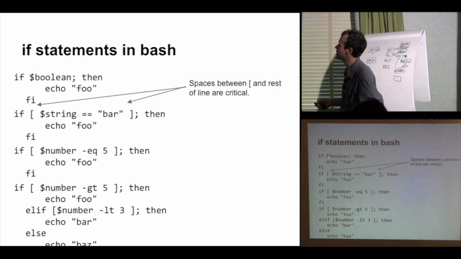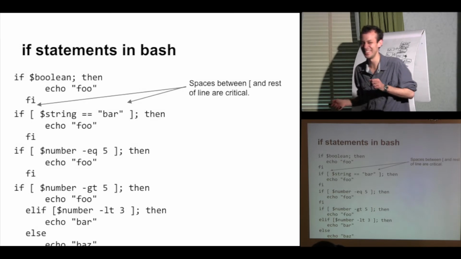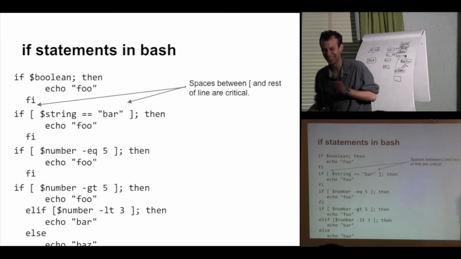But so if you have a Boolean, you say if the Boolean variable, semicolon, the semicolon is needed, and then you have the contents of your if statement. Then you end your if statement with the word if backwards, fi. To use this, I have to remember how to do that.